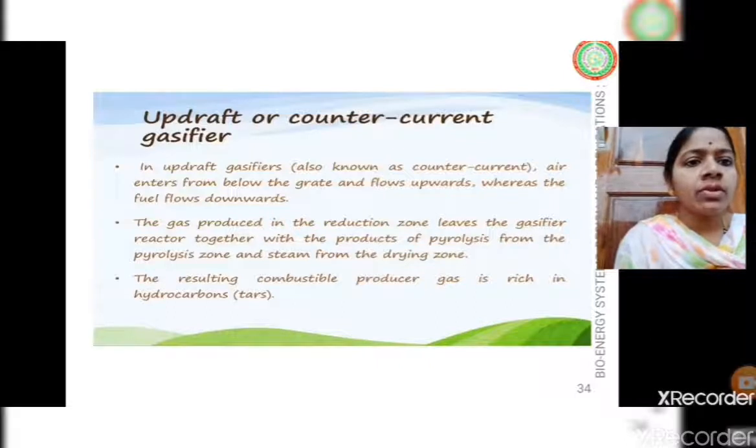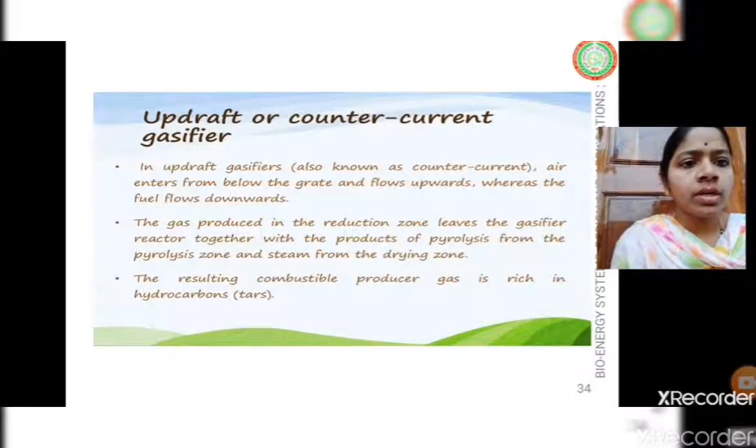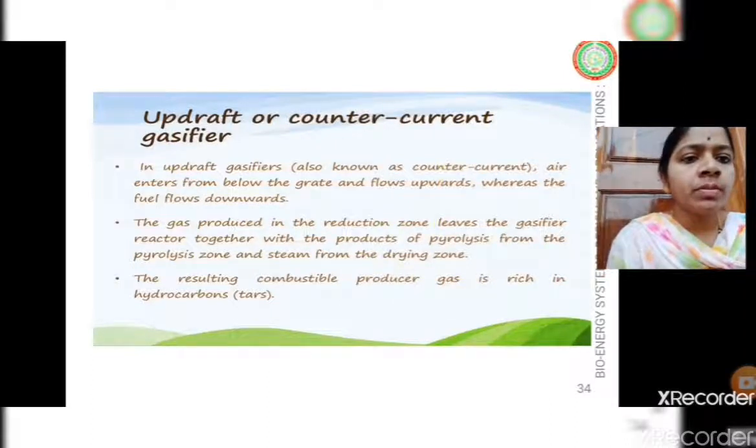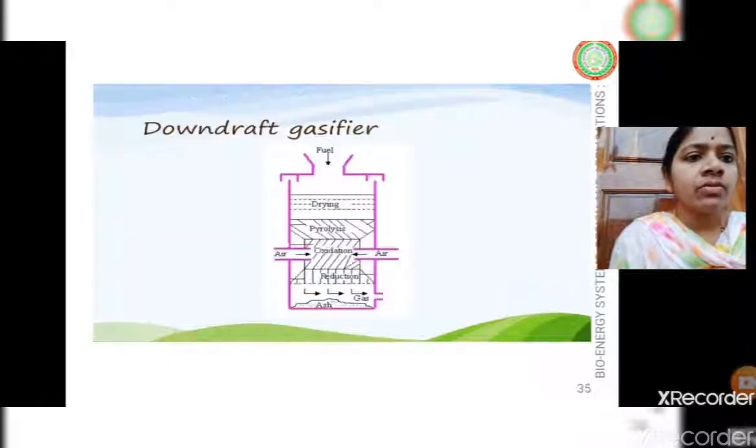Then the updraft gasifier, also known as counter current. The air moves from the bottom to top. That means it first crosses the reduction zone, then oxidation and pyrolysis. The resulting combustion produces a gas rich in hydrocarbons. That is, the tar will be more in the case of the updraft gasifier.